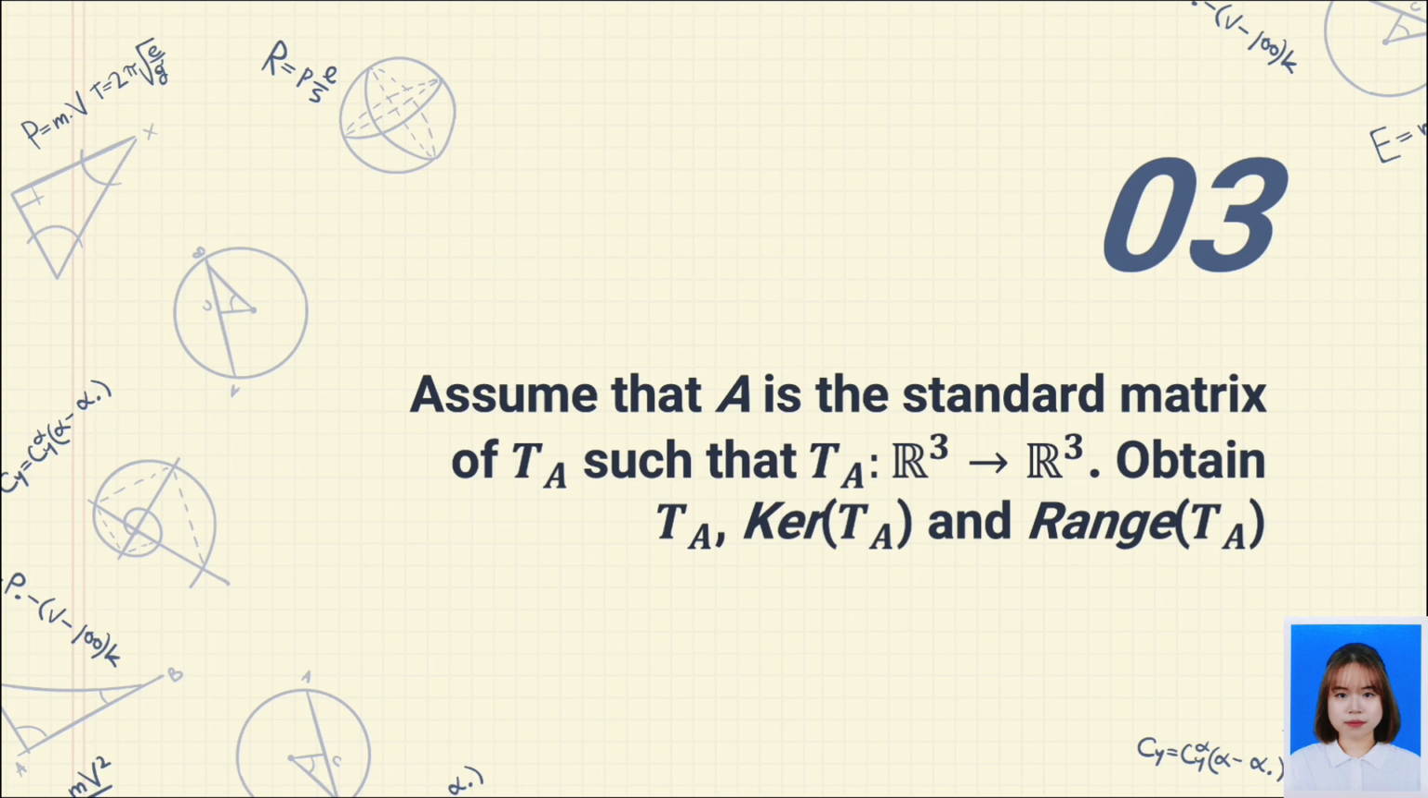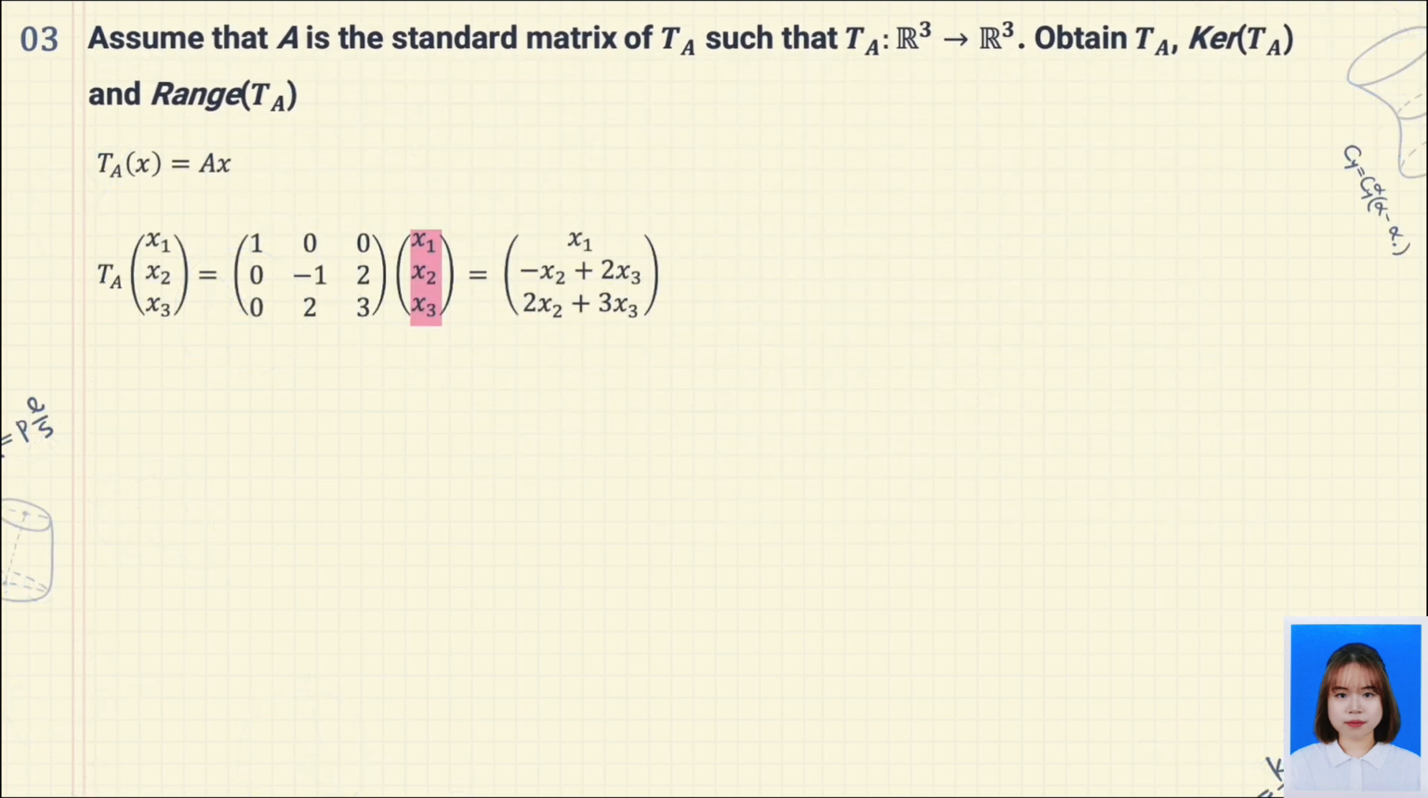Question number 3. Assume that A is the standard matrix of TA such that TA is a function which maps R cubed to R cubed. Obtain TA, kernel TA, and range TA. First, let's find TA. TA(x) is equal to Ax. By multiplying the matrix A with x1, x2, x3, we can find that TA is equal to x1 minus x2 plus 2x3, and also 2x2 plus 3x3.